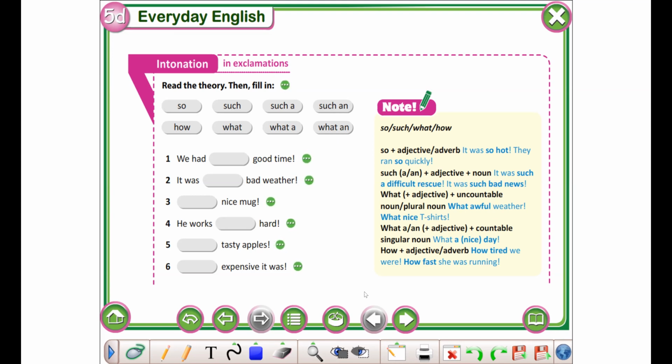The notes which give information about how to make an exclamation are described below. Such a difficult rescue, for example. It was such bad news. Новината не се брои в английски език. News остава без употребата на неопределителния член. Such, it was such bad news.